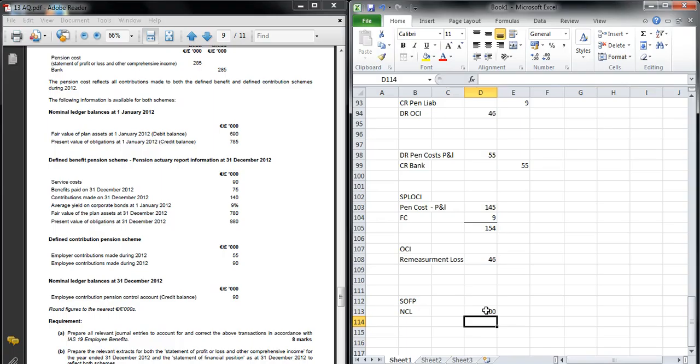Another question, just to wrap it up then, is Autumn 15 question 4. So it came up in an issue question, also had IAS 19. So plenty of past questions to practice on dealing with defined benefit and defined contribution pension schemes.